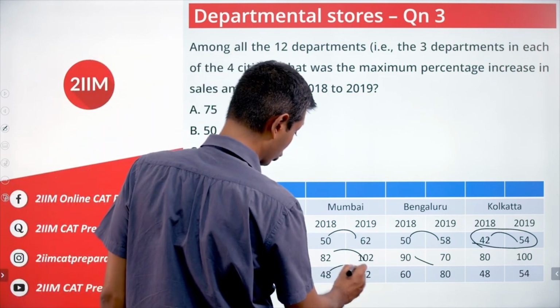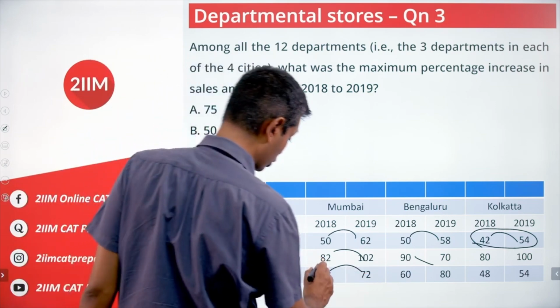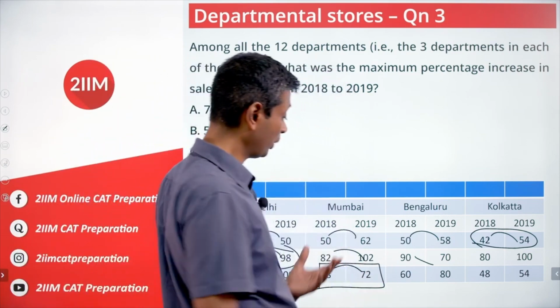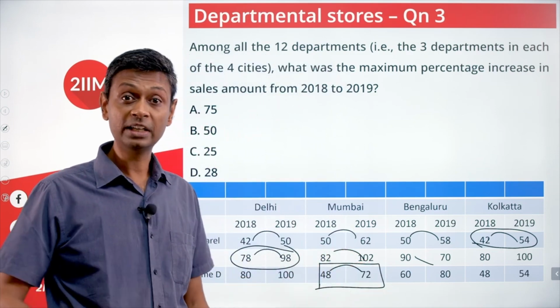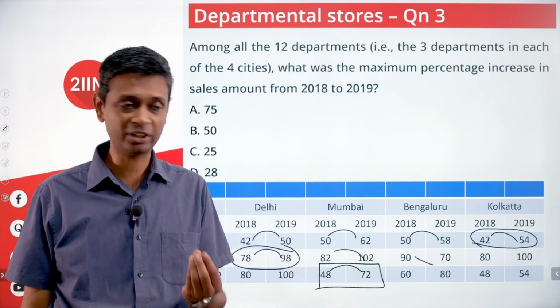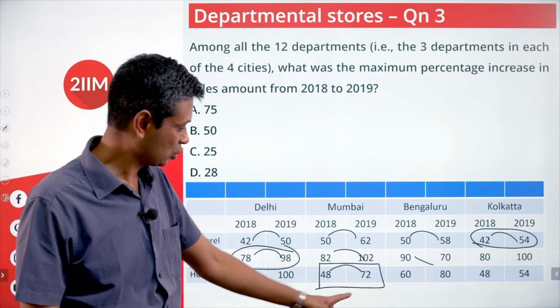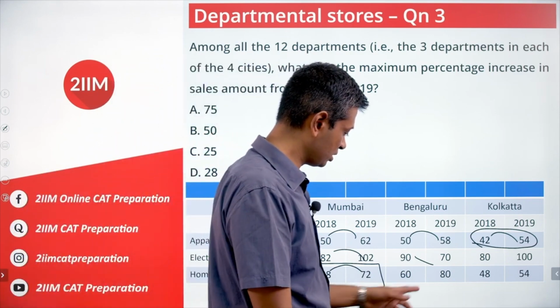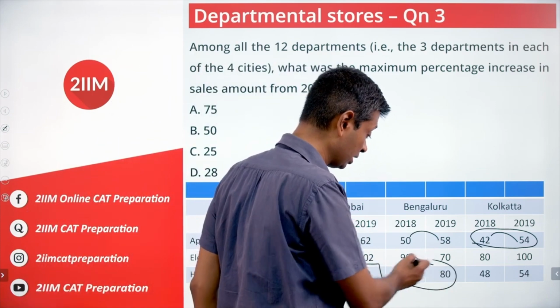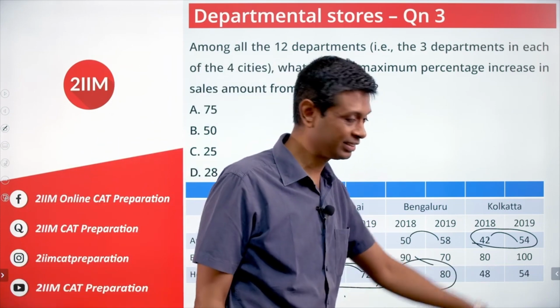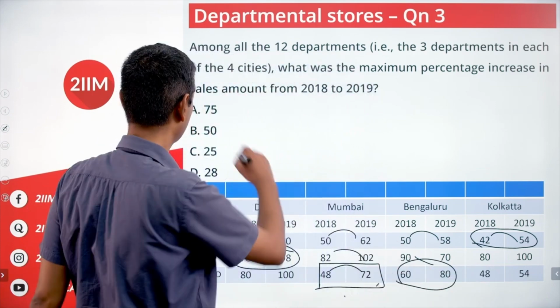48 to 72. This is a winner so far. 48 to 72. It's an increase of 24 on a base of 48. Increased by half, increased by 50%. None of those is close to 50. So far is a winner. 60 to 80, 1/3. Okay, this is also big. This is half. This is lesser, or half, 50% is the answer.